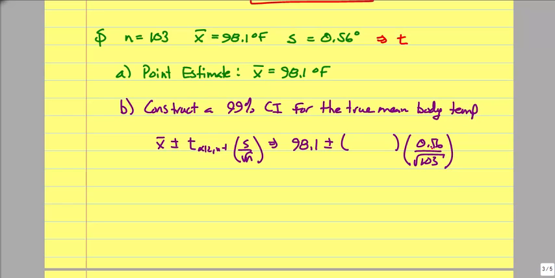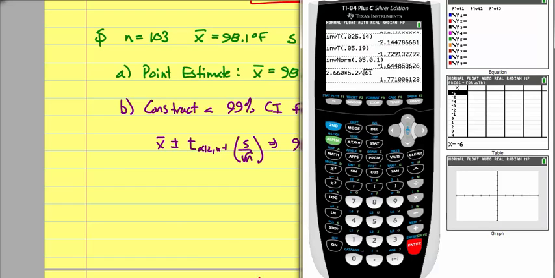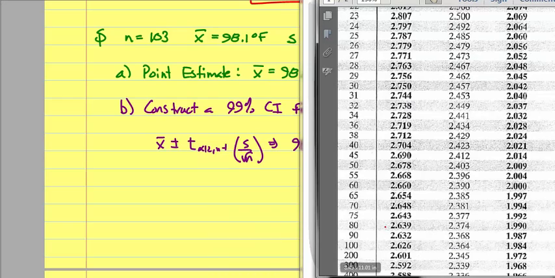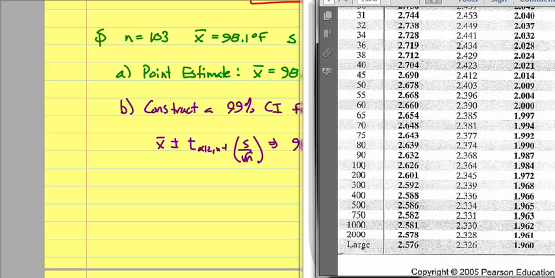Now, in order to find this t value, I'm going to come up here and let's think about this. If we have a 99% confidence interval, that means I have 0.005 in the tail. If my sample size is 103, that means my degrees of freedom are 102. Now, I'm pretty sure in our tables we don't have 102 degrees of freedom, but let's go ahead and check. So I don't have 102 degrees of freedom.